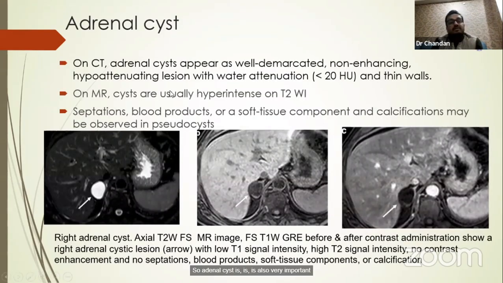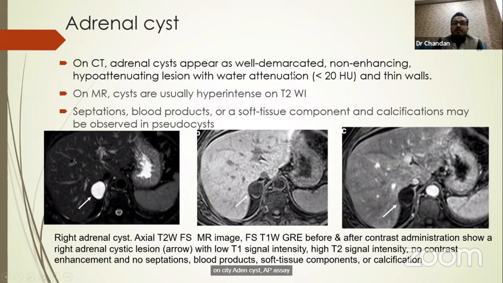Adrenal cyst is also very important because sometimes the adrenal cyst can mimic an adrenal adenoma, metastasis, and all this. So you must remember these findings and be careful while reporting adrenal cyst versus adenoma versus metastasis.